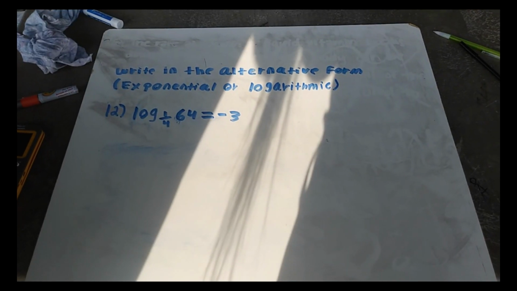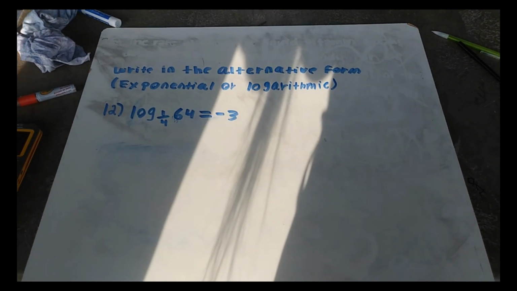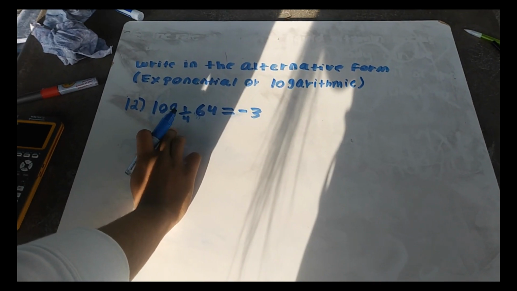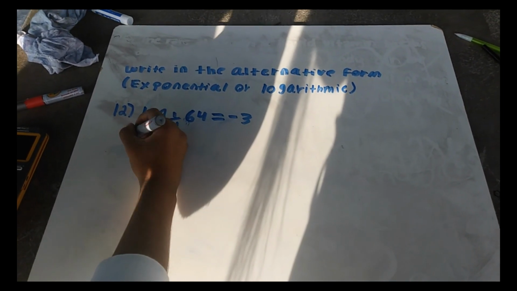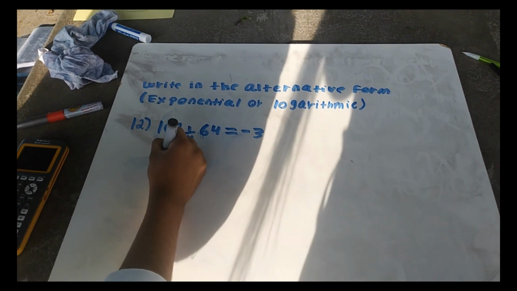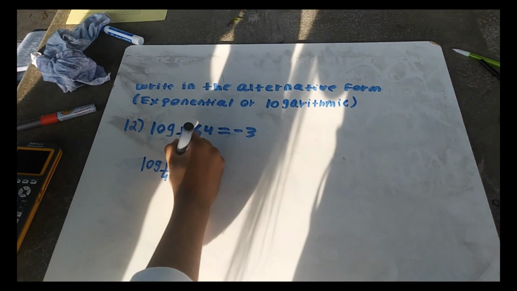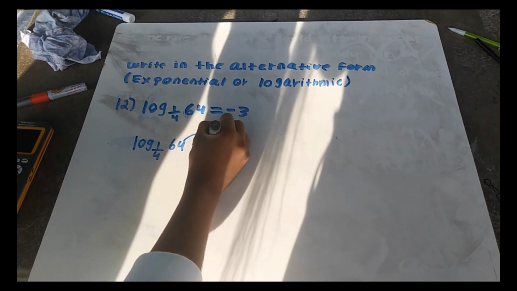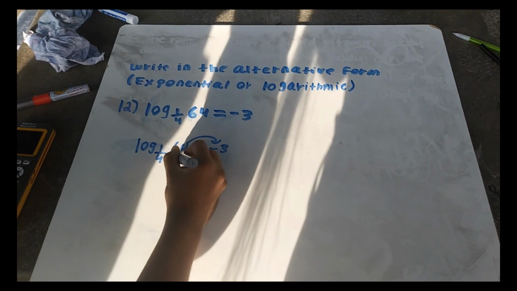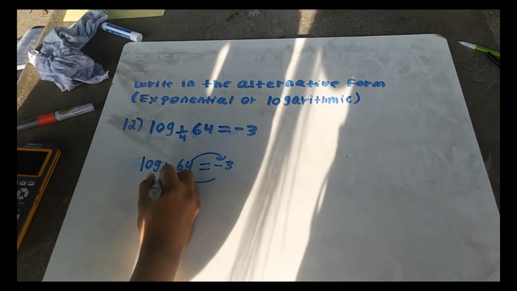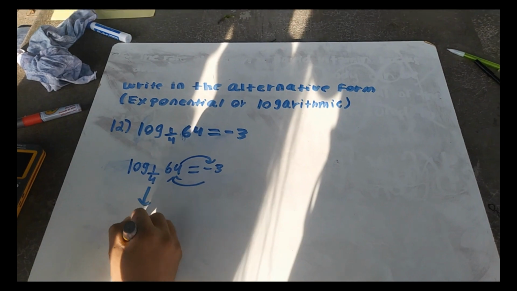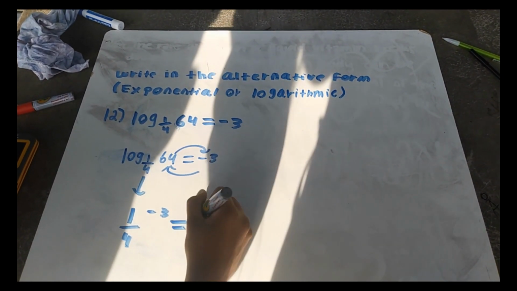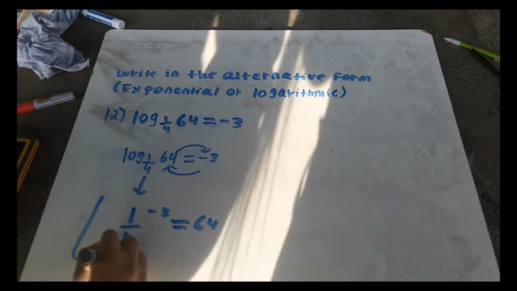Negative exponent. Write in the alternative form, exponential or logarithmic. Mine's already in log form, so I'm going to have to take it from log form to exponential. And the way we do that is I rewrite the problem. Log base 1/4 of 64 equals negative 3. Then we switch the negative 3 and the 64, and then our base is 1/4. So we have 1/4, that's our base, to the negative 3 equals 64. And that is our answer.